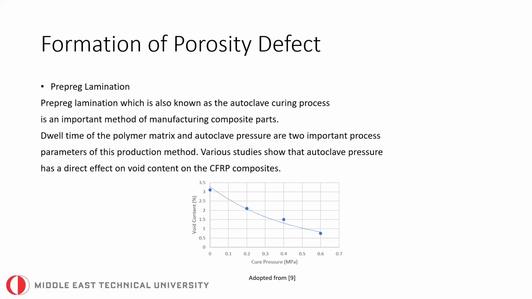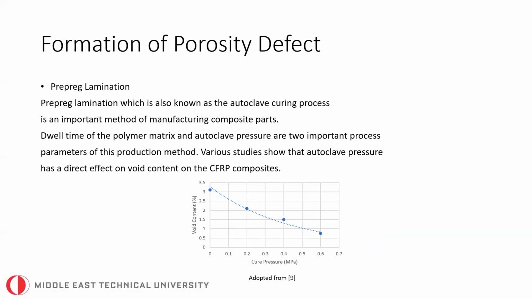The final production technique is prepreg lamination, which is also known as the autoclave curing process, an important method for manufacturing composite parts. In this process, pre-impregnated sheets are stored in the cold to prevent curing. Then these plies are cured in the mold under high temperature and pressure to obtain stiff structural parts from prepreg layup. Dwell time of the polymer matrix and autoclave pressure are two important process parameters of this production method.